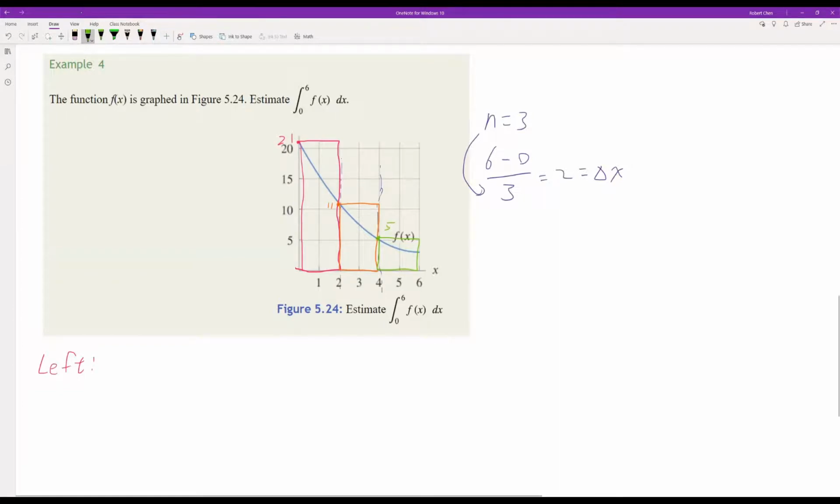Let's look at our first rectangle. It has height 21 multiplied by width, which is 2, plus the second one, where the height is 11.